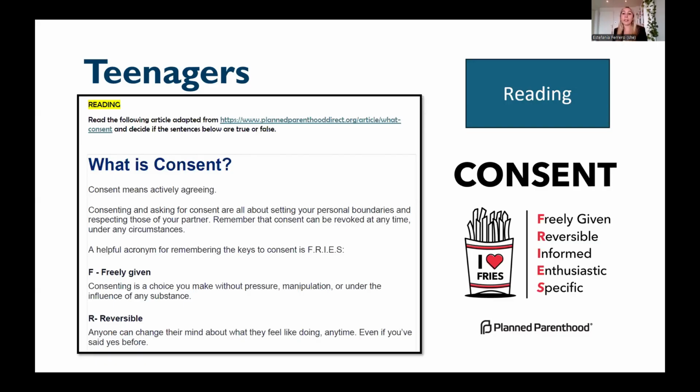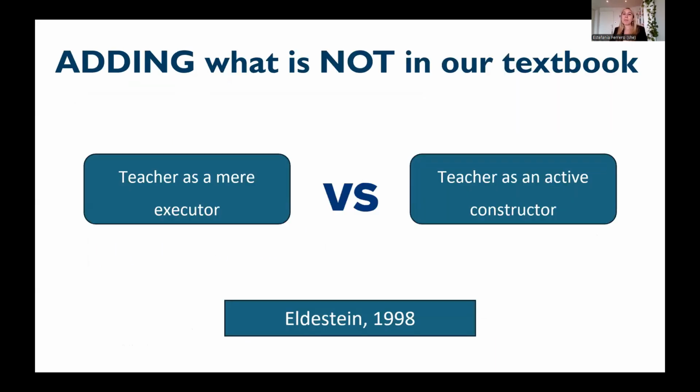I created this worksheet with this text from Planned Parenthood. The idea was for students to read an article which I adapted from this website, and then they had a reading comprehension exercise, a true or false, right? So they had some information about what consent is, these characteristics, they worked with the acronym. And here comes this idea that Edelstein proposes, right?